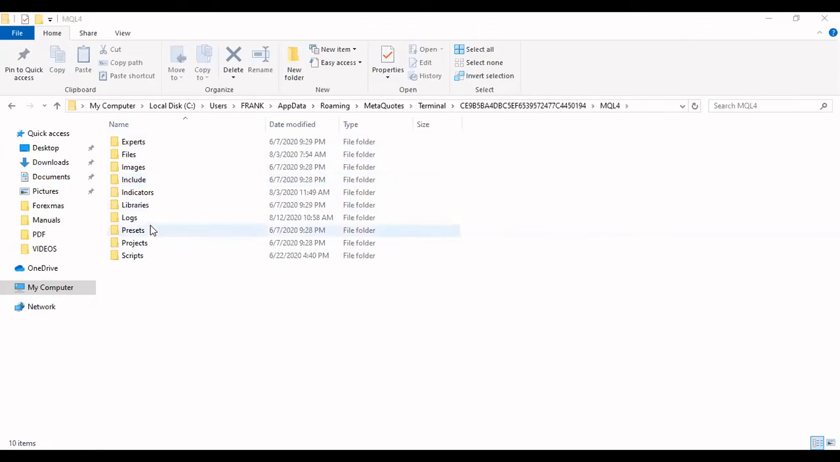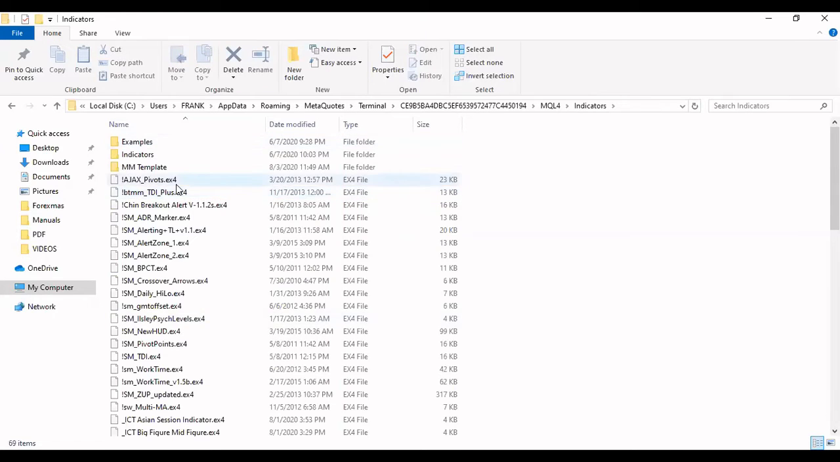When you click on MQL4, you have these files and folders over here. Click on the indicators folder. Now, these are a list of custom indicators on my chart. So what you want to do when you come here is you come to this blank space, then you right click, then you click on paste. Once you click on paste, the indicator will be added to your list of indicators.